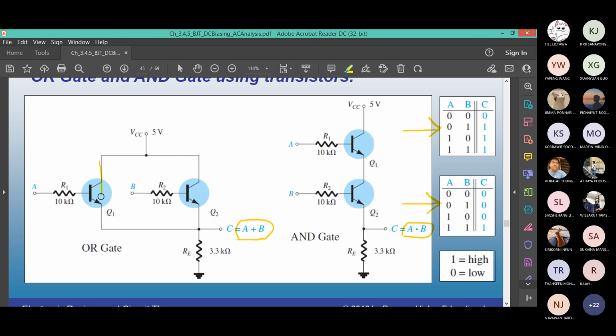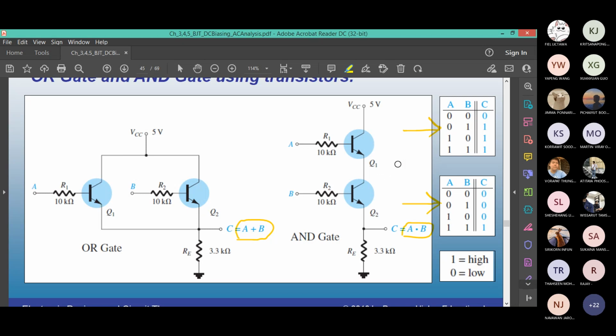Turn on the first transistor, turn off the second one. There's a path through the first transistor. Again, you're going to get an output. And of course, when both are on, you have current going through both parallel paths, you'll get a value. That is the OR gate.